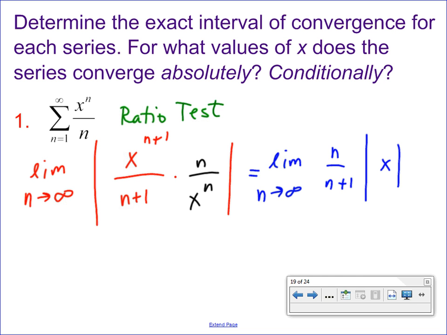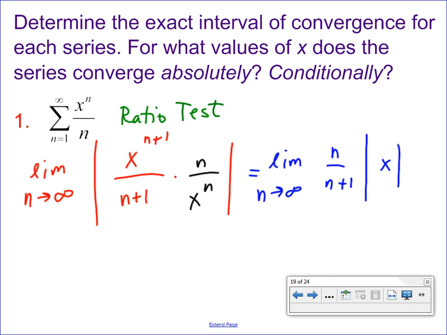You okay? All right. So this is x times x to the n over x to the n, which is just x on top. In order for this to converge absolutely, this must be less than 1. However, I still have these n's to deal with. As n goes to infinity, what happens to this fraction n over n plus 1?